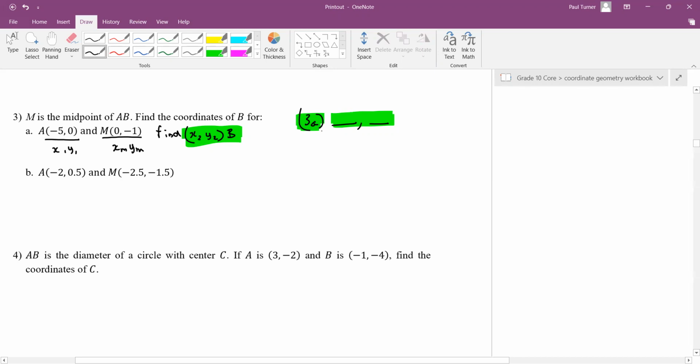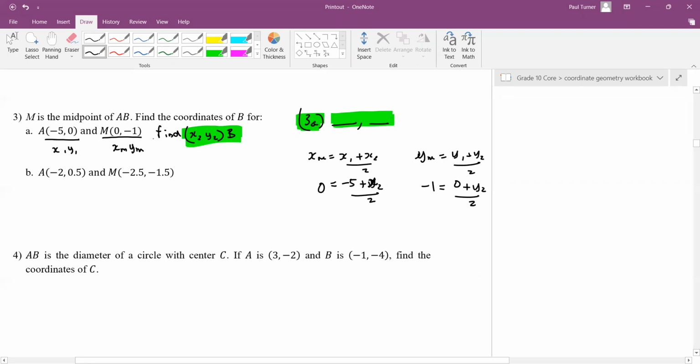Okay, so we've got question 3A. Just write your formula again. xm is x1 plus x2 on 2. It's just the average of the x coordinates, isn't it? And ym is y1 plus y2 on 2. So now you've got 0 equals -5 plus y2 on 2. And this one is -1 equals 0 plus y2 on 2. That should be x2, shouldn't it?